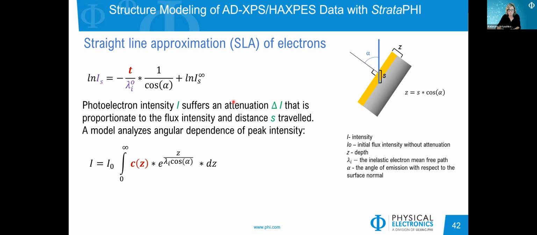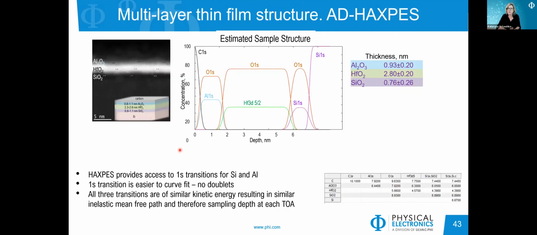So, I'm not going to go into equations, but what we're modeling is intensity as a function of takeoff angle. We know that, so we can calculate the Z, the thickness of each layer within our structure. And here's an example of using HAXPES.